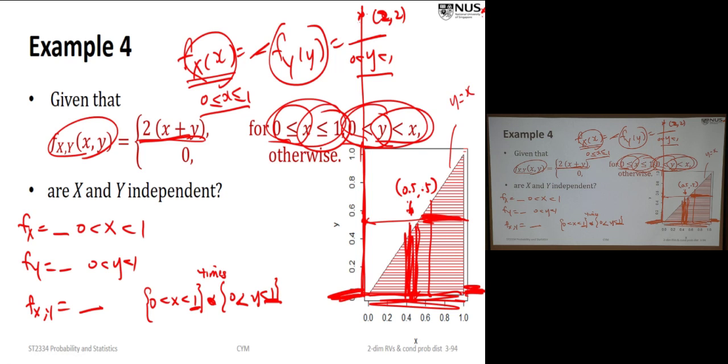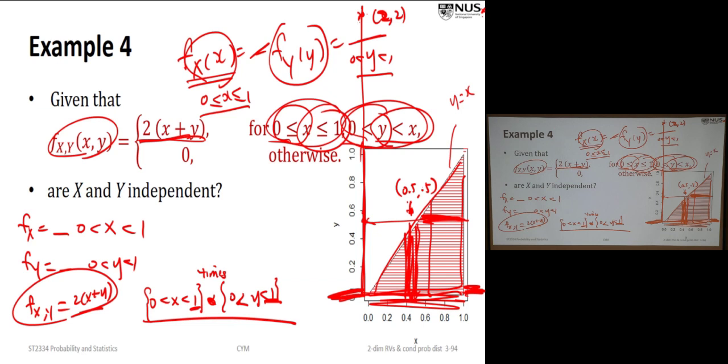In other words, if f of x in this example is, I think, 2x plus y, this formula does not apply to the whole square. It only applies to this part, which is a triangle. So obviously it's not independent, because you can take a point outside this triangle, which is still in the unit square, for which f of x is non-zero and f of y is non-zero.